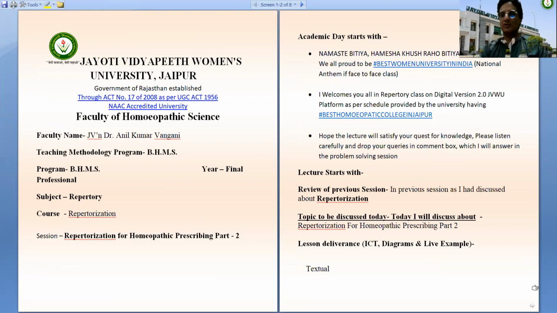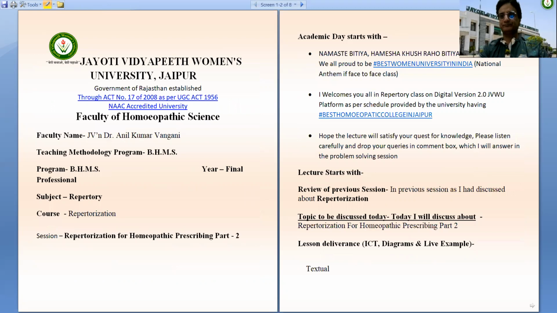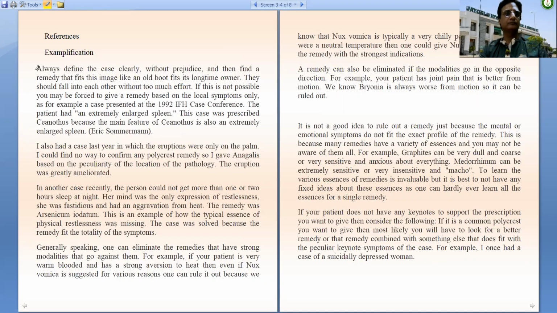So now we move on to the lecture. We have to always define the case clearly, without prejudice, and then find a remedy that fits this image like an old boot fits its long time owner.